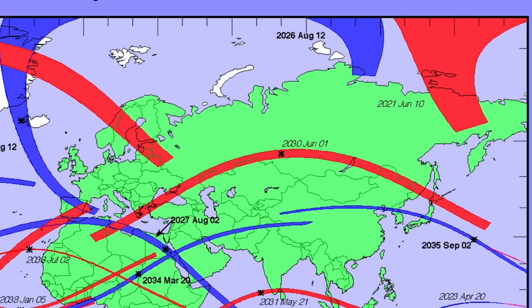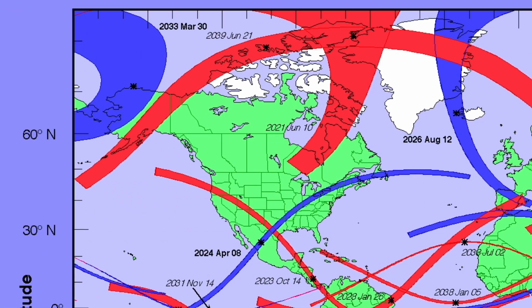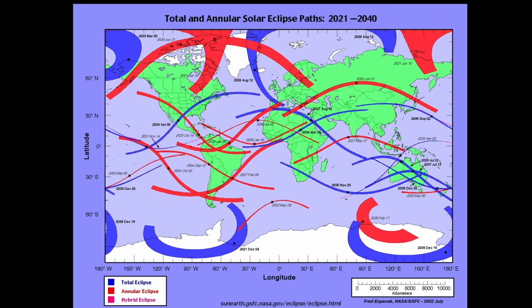September 2nd of 2035, it goes through central China, North Korea, and Japan. So that will be some amazing times. Be a great time to be in Japan. Then we go back over to North America and we see, of course, in 2033, that's the one in Western Alaska. And again, the one on April 8th of 2024 coming up really soon. So there's a bunch that'll happen between 2021 and 2040.